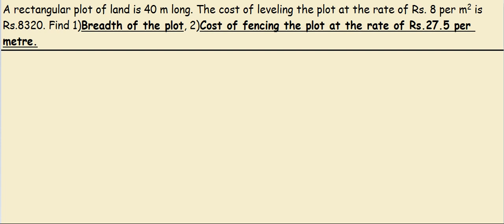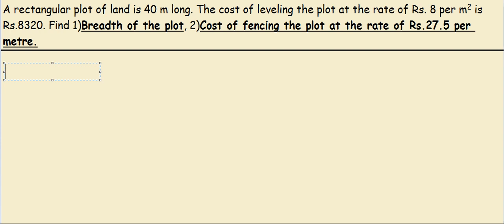So here the question says a rectangular plot of land is 40-meter long and the cost of leveling is given, that is the total cost we have, that is 8320. So what I will do is I will do it with unitary method. Now rupees 8 is the cost of leveling 1 meter square, so I will write rupees 8 is the cost of, per means 1, so I will find out how much is the total area.